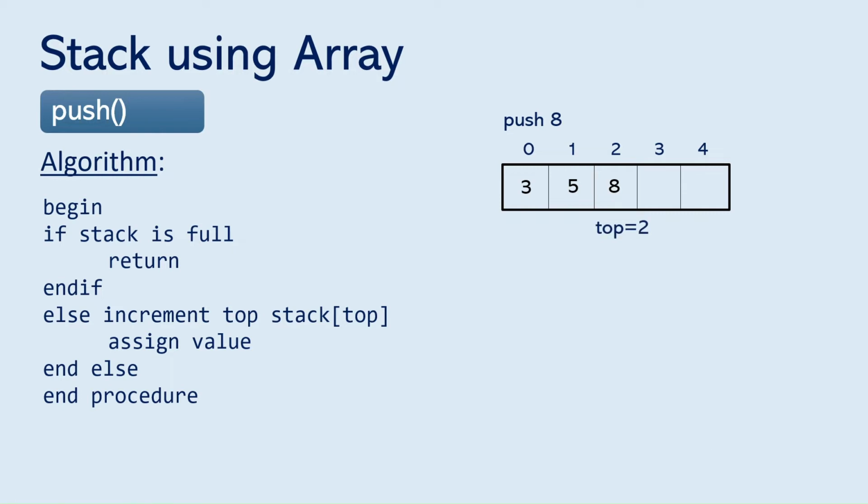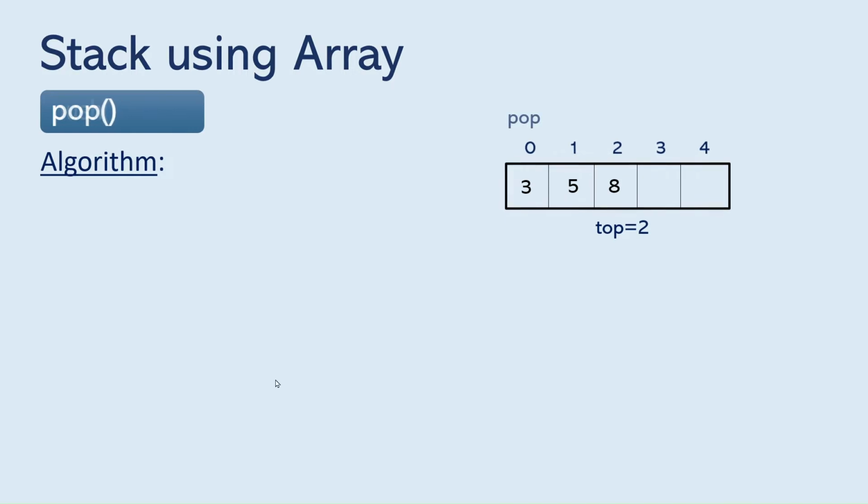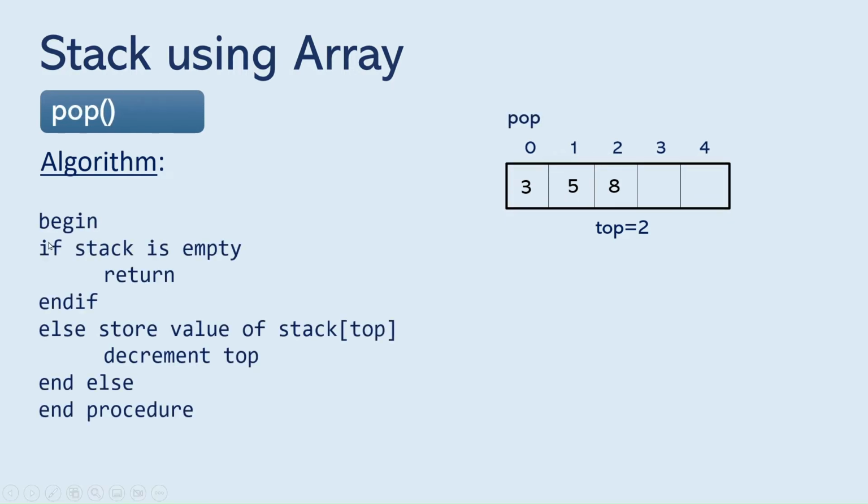In the same way, the top is incremented again from 1 to 2 and the value of 8 is assigned at stack of 2, which is the third element. Now let's see how pop works. The algorithm says that if stack is empty, it will return, end of if, else store value of stack of top and then decrement top, end of else, end of procedure.